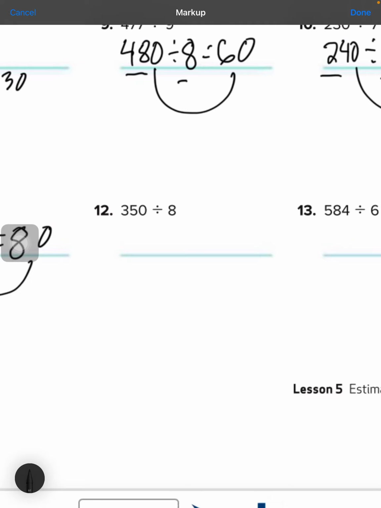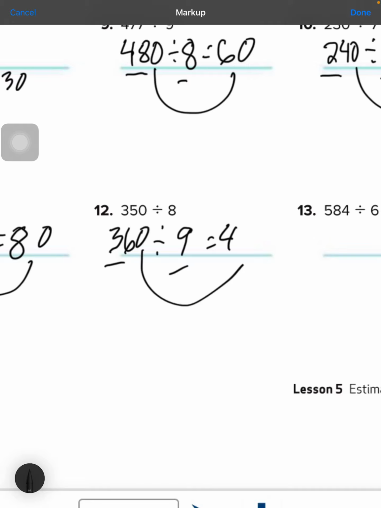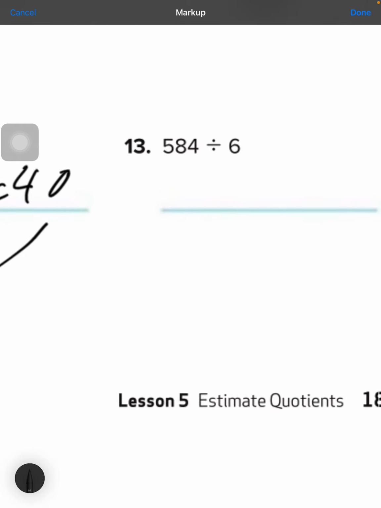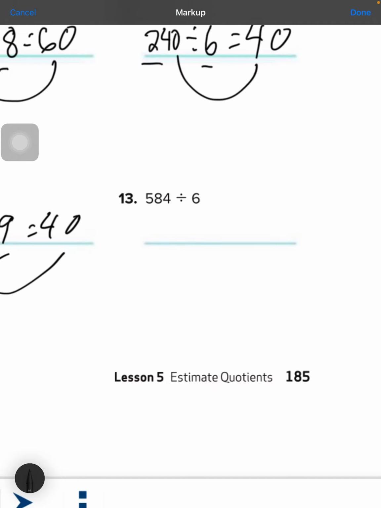Number 12. Again, same pattern. We're going to change both of these guys. Let's see. This does not play well together, but 9 as a divisor will play really nice with this number. 36 divided by 9 is, bring the 0 over. Look how fast you guys are doing these. Good job.